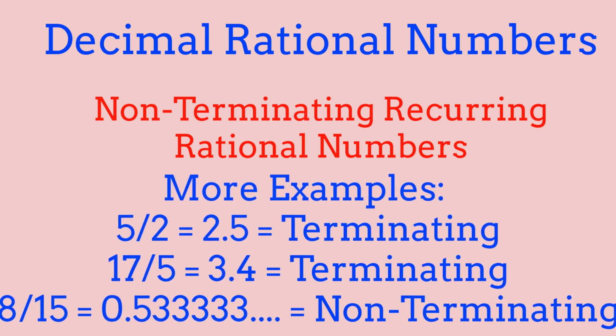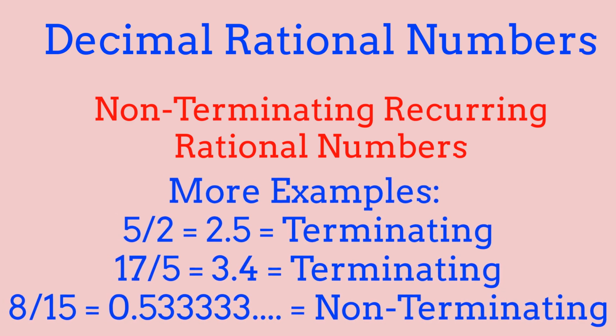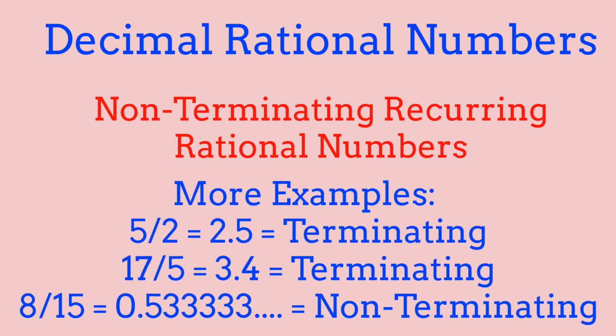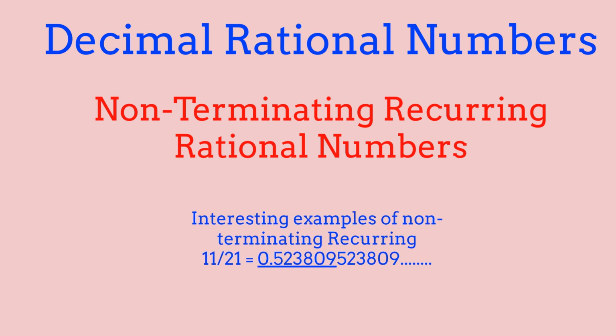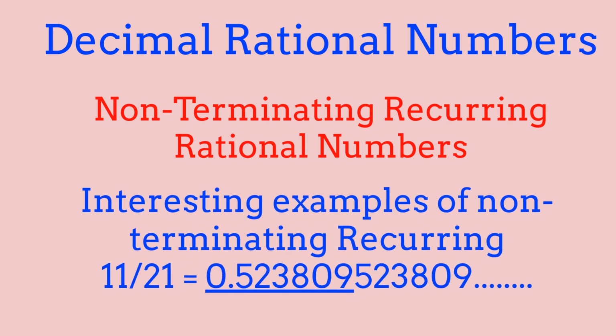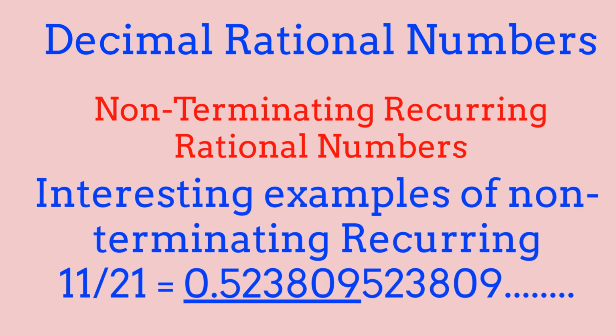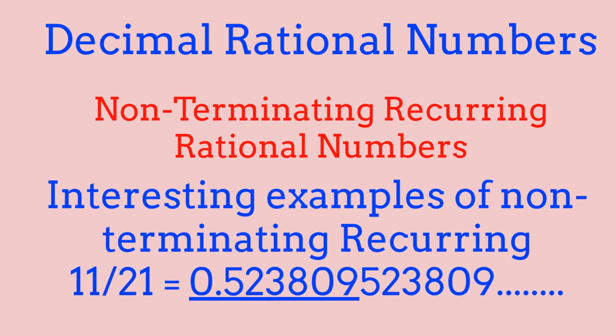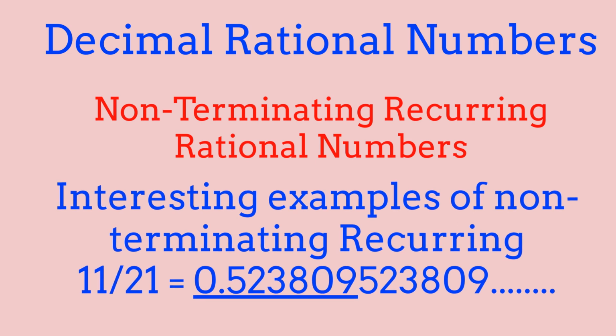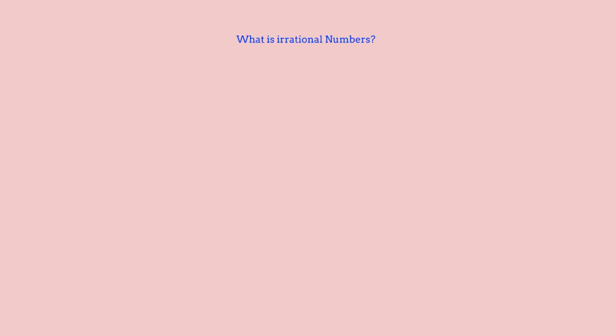And we could also do 8 over 15, which is 0.53333. So that is non-terminating reoccurring. And one interesting one is 11 over 21, and that equals 0.5238009, and then it keeps on repeating itself. So this is also non-terminating reoccurring because even though it's different numbers, it keeps on repeating the same thing after a few digits. So sometimes you have to check after a few digits to see if it is non-terminating reoccurring. So now let's go over what irrational numbers are.